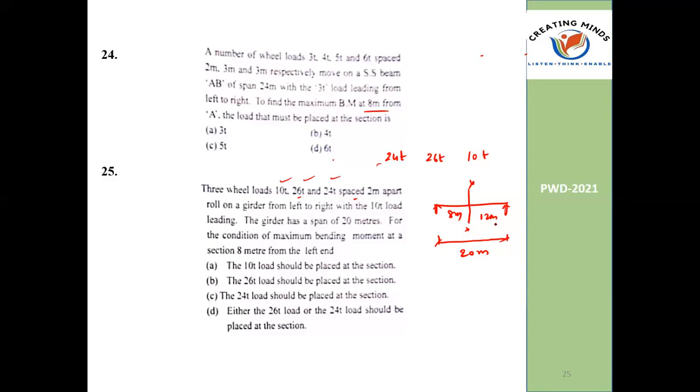Equal or change. Someone put a message that C. All of you got C? Yes, sir. C is correct. So 24 kilonewton, 24 ton, you must place it on the section. That's all.